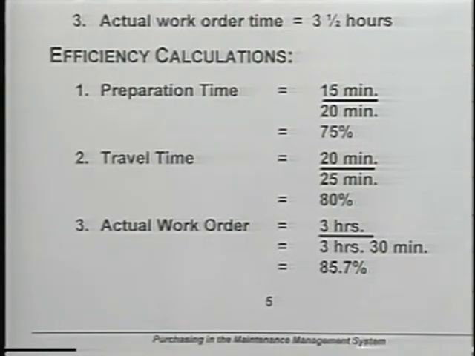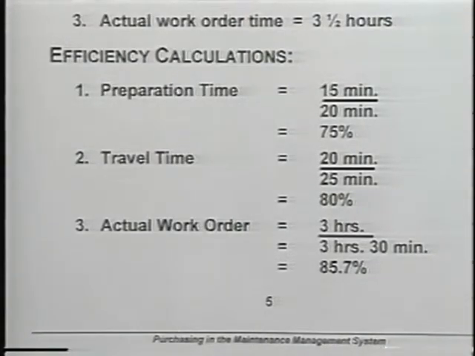The actual time on a job is 20 minutes. So you could see we're operating at an efficiency factor of 75%. Likewise, taking the travel time, we had estimated 20 minutes. The actual was 25. So here, the efficiency factor is 80%.